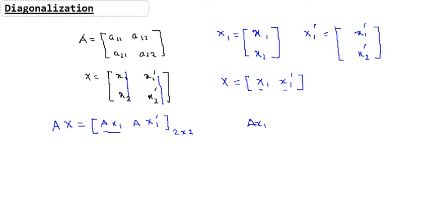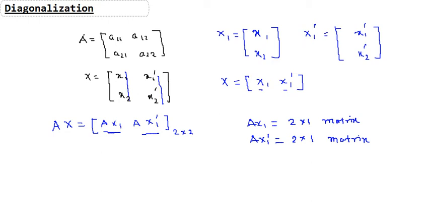X1 is a 2 by 1 matrix. So AX1 is the first column of that matrix, so it is a 2 by 1 matrix. I just want to revisit that, and AX1 dash is again a 2 by 1 matrix. So this is our first column of the matrix, and this is our second column of the matrix. So we can write matrix multiplication in this way.